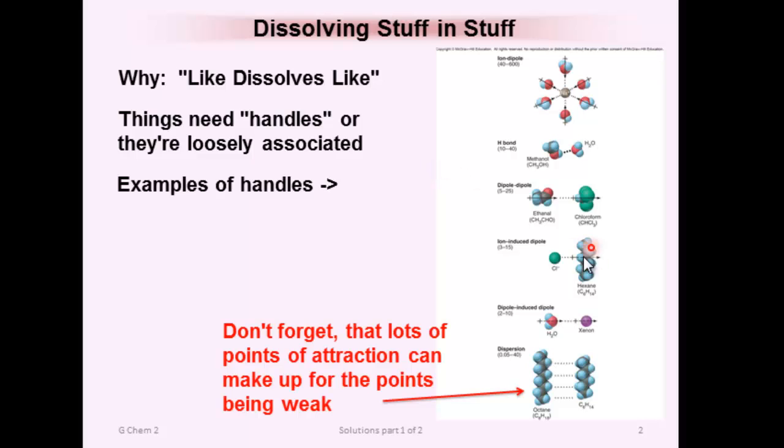And I don't want you to forget that our weakest force is the London dispersion forces, or van der Waals forces. And even though those attractions may be weak, you can make up for that by having multiple points of attraction. So starting at the lowest energy, the van der Waals dispersion forces, up to the stronger intermolecular forces such as hydrogen bonding, and then of course ion dipole.